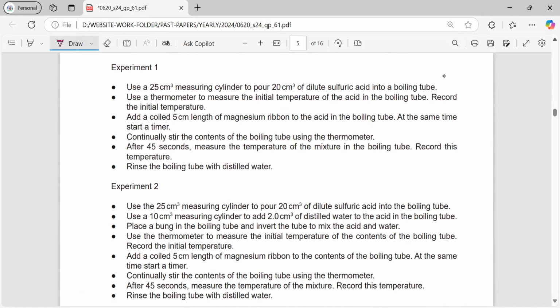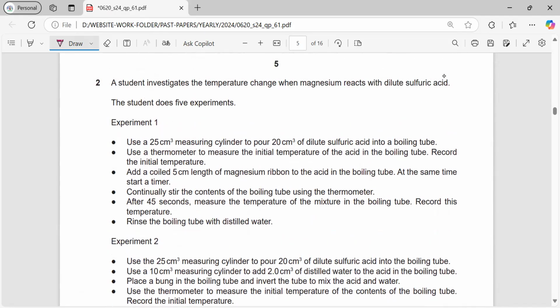Next, we have question number 2. Question number 2 is, a student investigates the temperature change when magnesium reacts with sulfuric acid. So, in this investigation, we have to find out the temperature change, how much the temperature changes when magnesium reacts with sulfuric acid. So if the temperature increases during the reaction, then how much it has increased, and if the temperature decreases, then how much it has decreased.